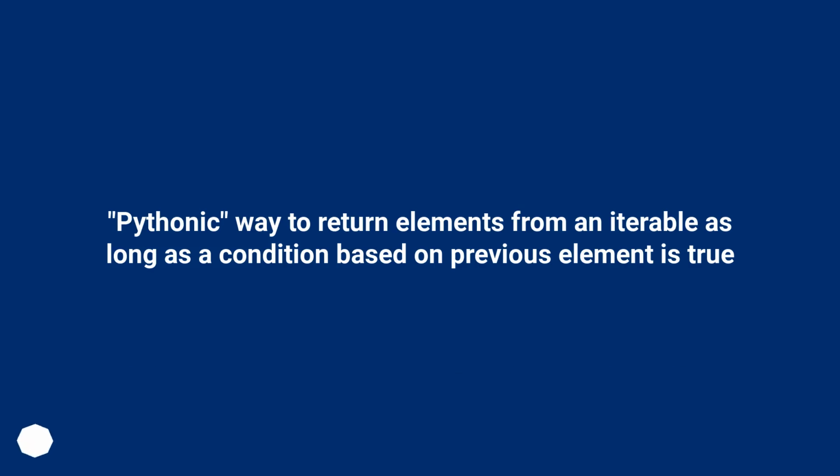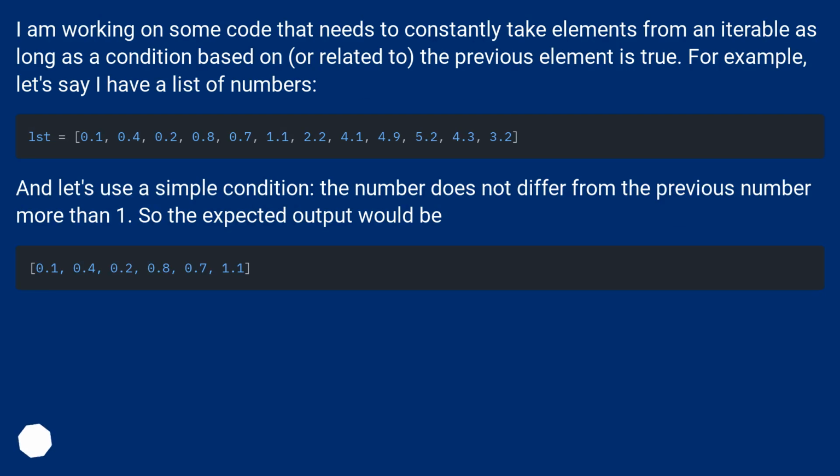Pythonic way to return elements from an iterable as long as a condition based on the previous element is true. I am working on some code that needs to constantly take elements from an iterable as long as a condition based on, or related to, the previous element is true.